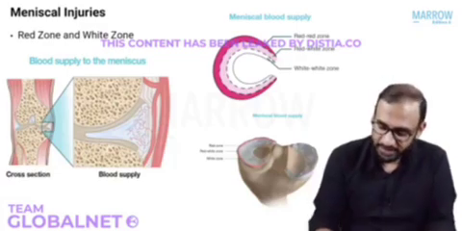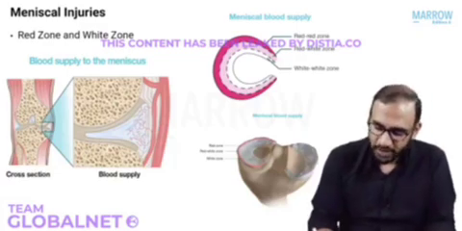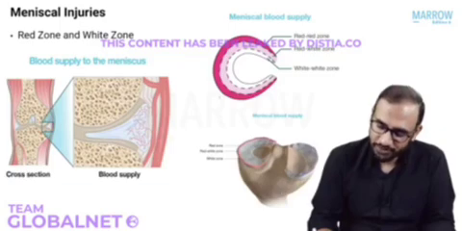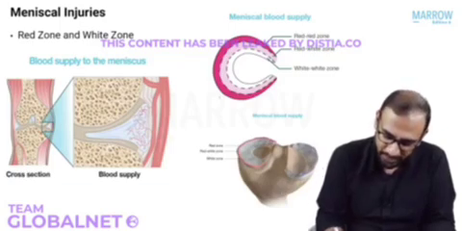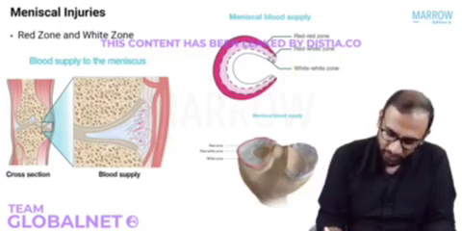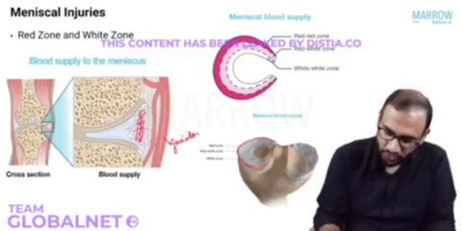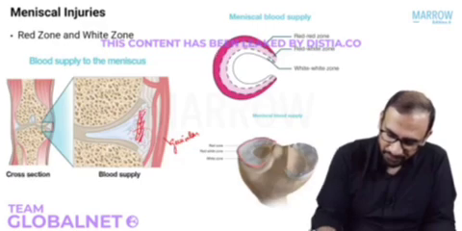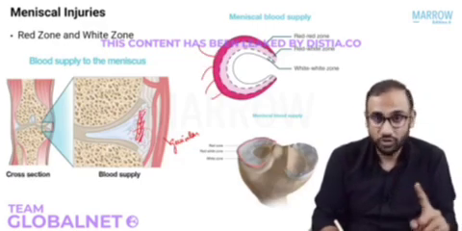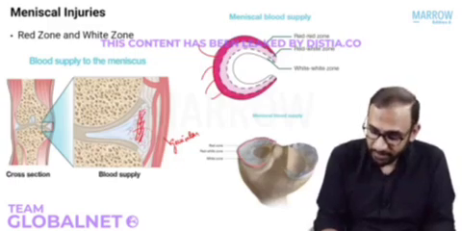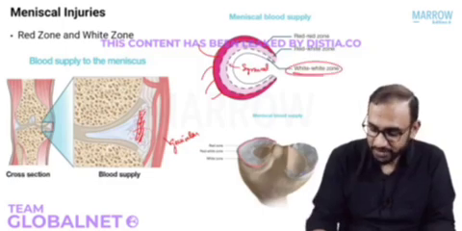You see, meniscus, this semilunar cartilage, receives its nutrition from 2 sources. The peripheral part of the meniscus receives its nutrition from the genicular vessels. This part of the meniscus we call the red zone of the meniscus. And the central part of the meniscus receives its nutrition from the synovial fluid. We call it the white zone of meniscus.